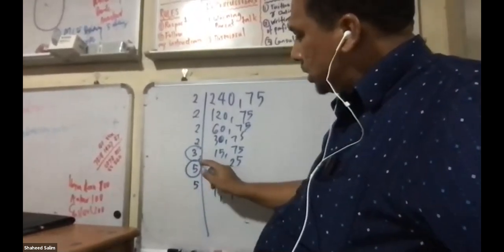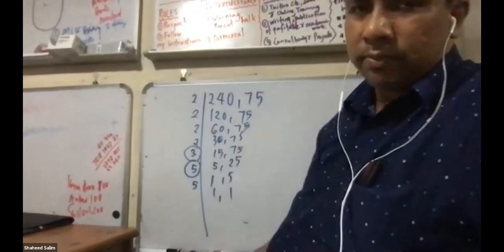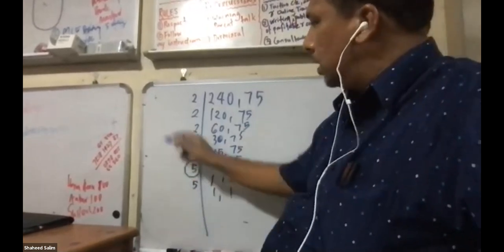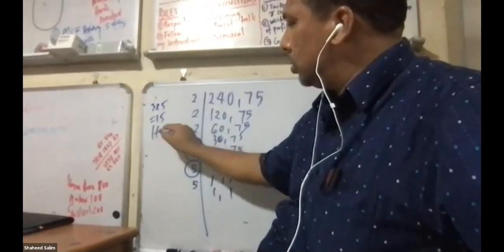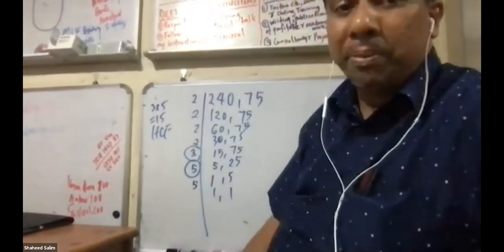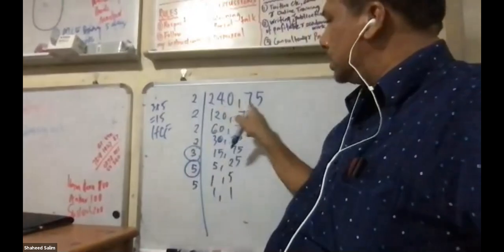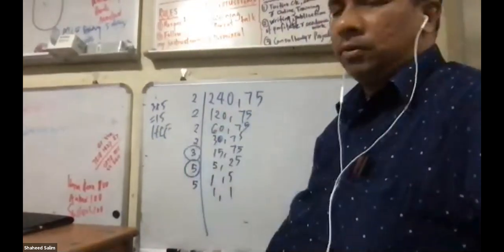Now there are two circled numbers. Times them together. 3 times 5, that's 15. This is your HCF. The biggest number that 240 and 75 can be divided by is 15.